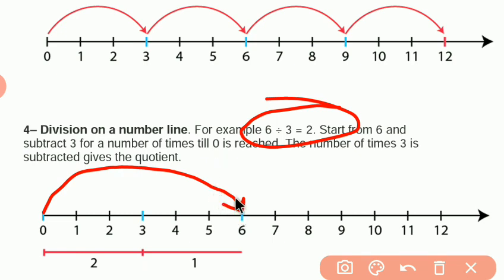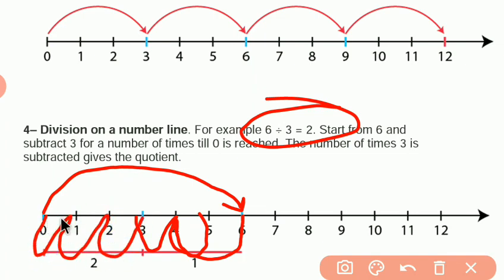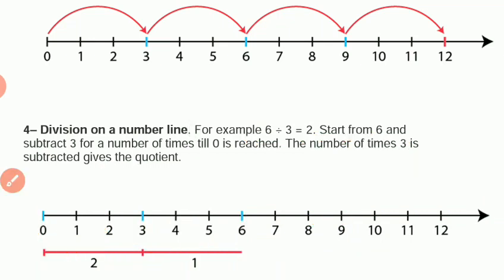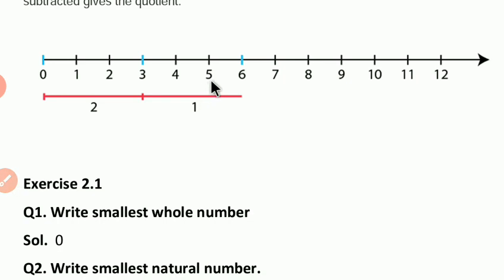So you have to subtract 3. So 6 minus 3, if you subtract it means you have to move left how many times? 3 times. 1, 2, 3. So you got the answer 3. Then again you have to subtract 3. So 1, 2, 3. So how many times have we subtracted 3? 2 times. So the answer is 2. So the number of times 3 is subtracted to get 0 gives the final answer. Now we have learned about 4 operations on a number line.